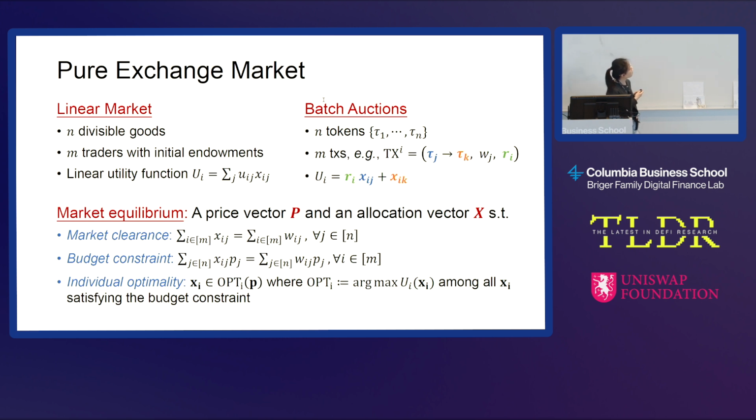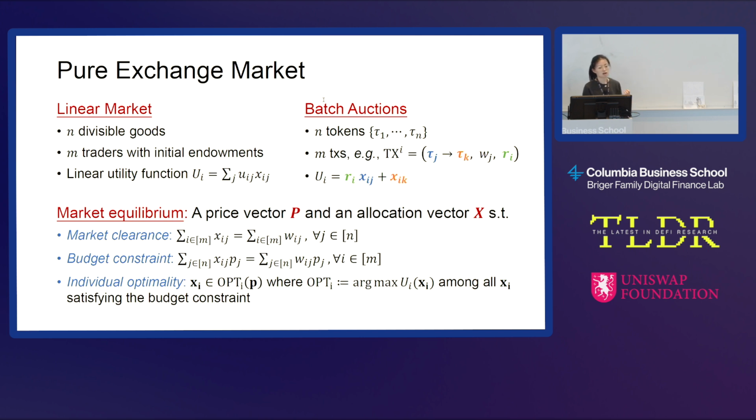Recall that in the batch auction setting, we also have n types of goods, n types of tokens, and m transactions. Each transaction brings some initial token to the market and wants to exchange for some others. It also specifies a threshold, the minimal acceptable exchange rate. By translating each user transaction into a linear utility function like this, we can treat the batch auction as a linear market as well, so that we can borrow some solution concepts from the economics literature.